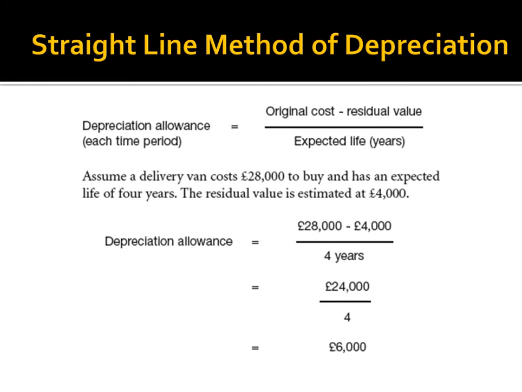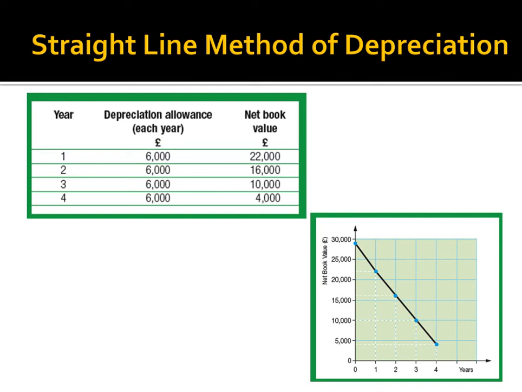So, for example, assume a delivery van costs £28,000 to buy and has an expected lifetime of 4 years. Any resale value could be estimated at £4,000. So, we would calculate depreciation as follows. 28,000 take away 4,000 gives us £24,000. If we divide this over the 4 years expected lifetime of the delivery van, that gives us a depreciation value of £6,000.